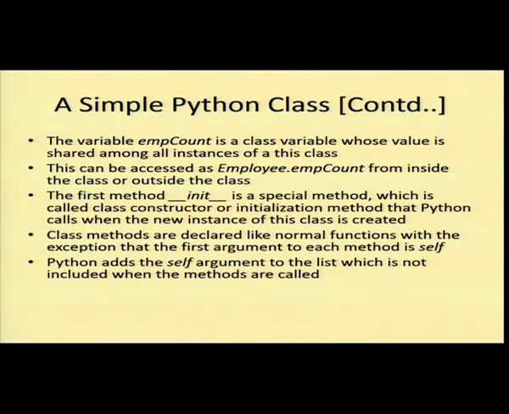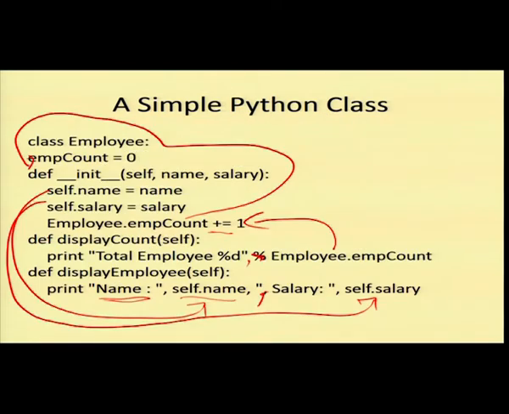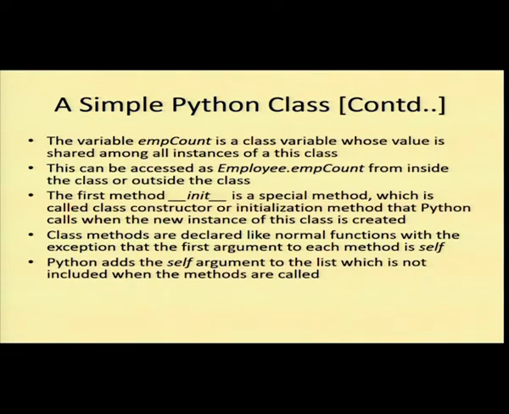Now, let us see what it says. The variable emp count over here is a class variable whose value is shared among all the instances of this class. This can be accessed as Employee.emp_count from inside the class or from outside the class.